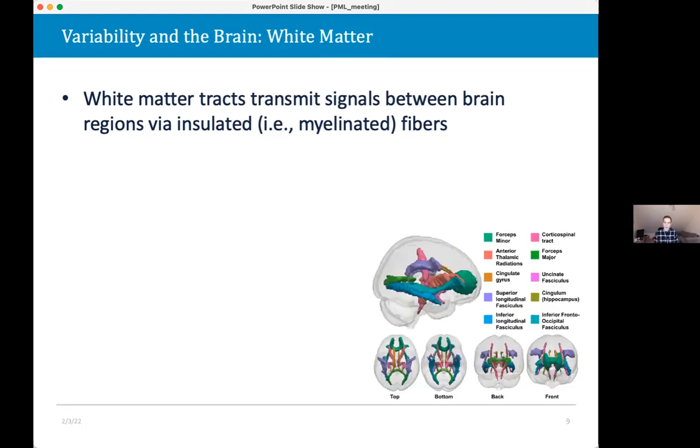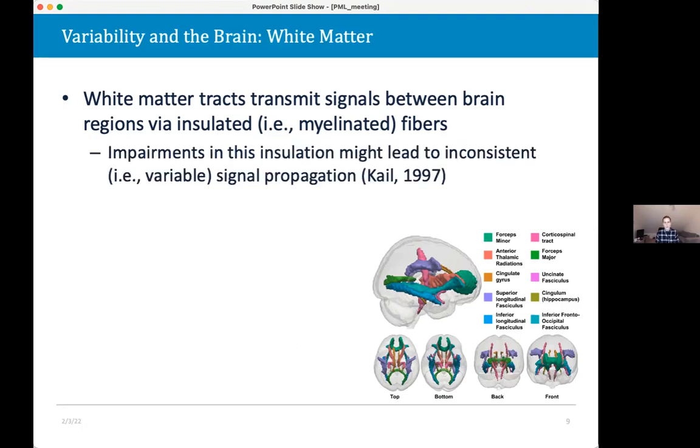There are 10 broad tracks that we're interested in, here visualized in 3 dimensions. We will not necessarily focus on individual regions with individual hypotheses per se, but think about this as a global hypothesis related to all the white matter tracks. So the mechanism that relates to variability is that theoretically, we would expect that impairments in this insulation, right, this ability to propagate signals in the chosen direction and prevent them from leaking, are going to lead to more inconsistent signal propagation, more variability.